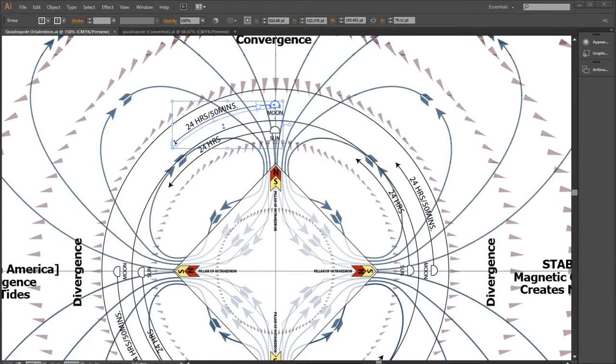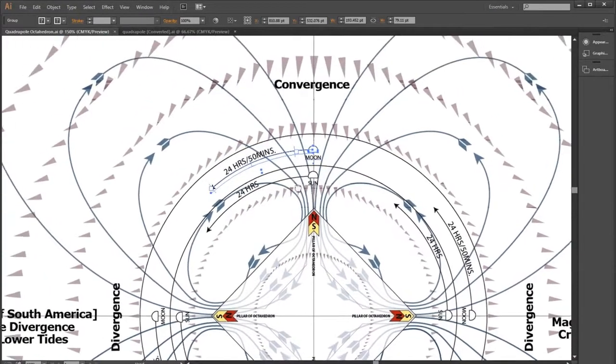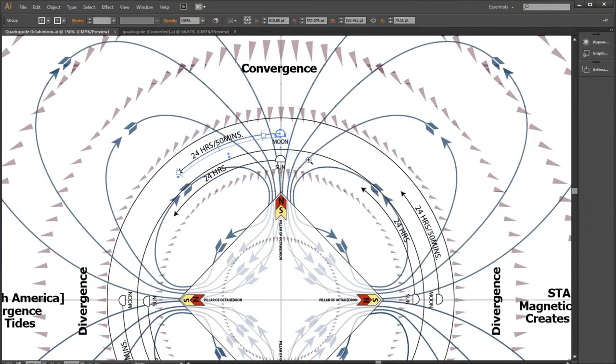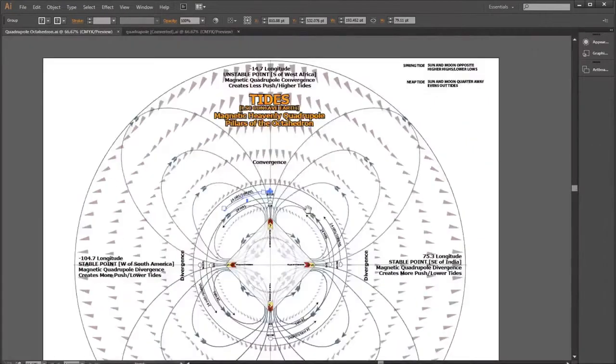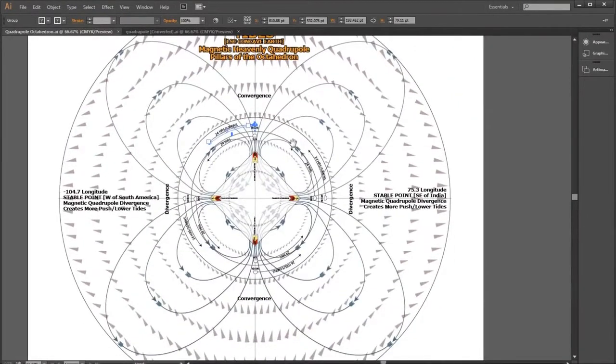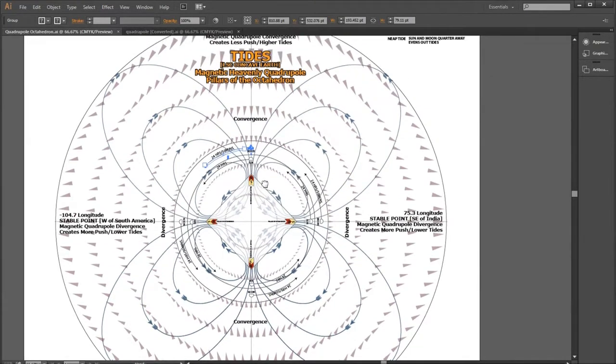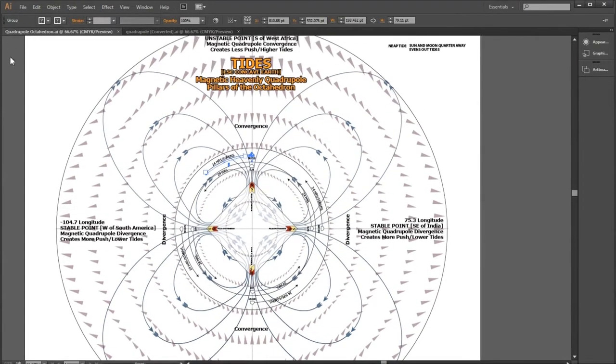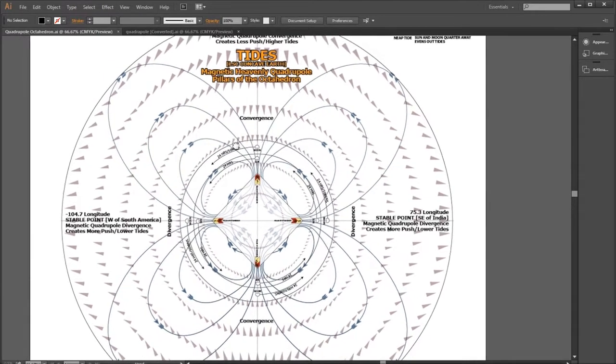Okay, what you have here is a diagram that I created in Illustrator, and I am helping you understand the quadrupole at the pillars of the octahedron in heaven. And what we have here is 4 equilibrium points, 2 stable and 2 unstable, that are opposite each other, just how a quadrupole works in magnetism. They're opposite each other. The dipoles are opposite each other.